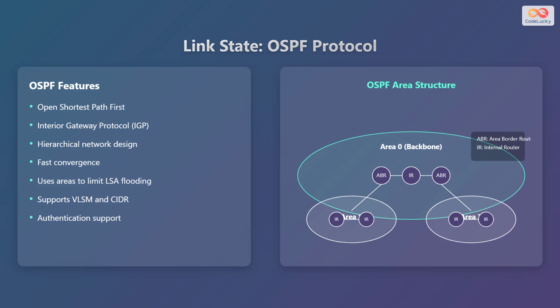OSPF divides a network into areas, including a backbone area known as Area 0. Area border routers, or ABRs, connect these areas to the backbone. Internal routers, or IRs, operate within the areas, helping to manage traffic flow.